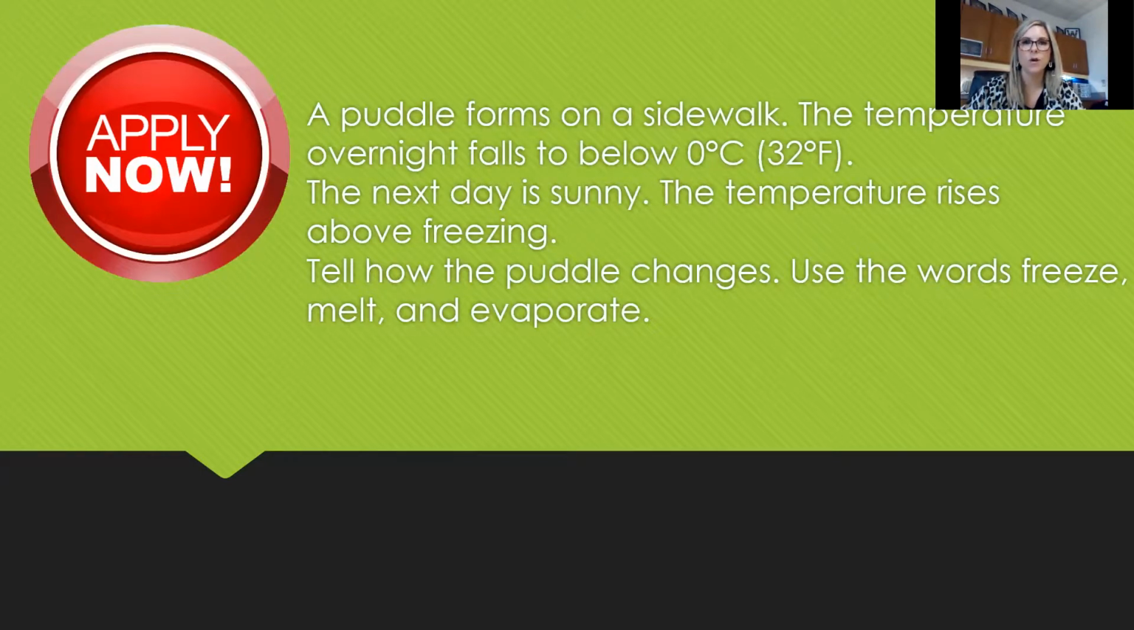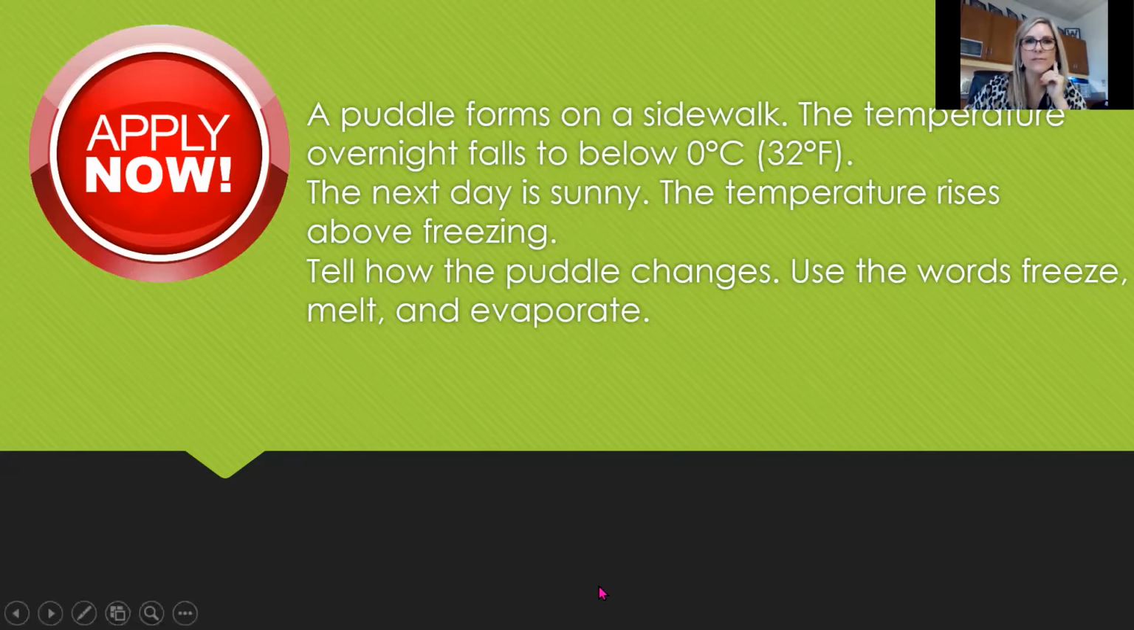A puddle's on a sidewalk. That means there's a little rain puddle. And it says the temperature overnight falls below 32 degrees. So it falls below freezing. Let's take that first part. If a puddle of water falls below the freezing temperature, what is going to happen to that liquid? It's going to freeze. It's going to turn to a solid, okay? But then the next day is sunny and the temperature rises above freezing. So that tells us it is above 32 degrees.